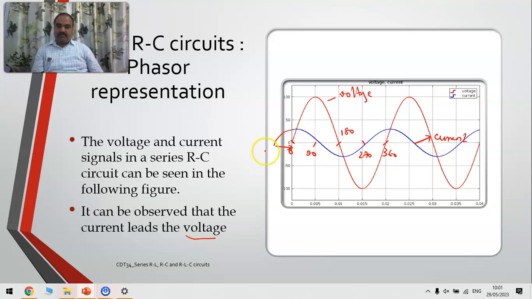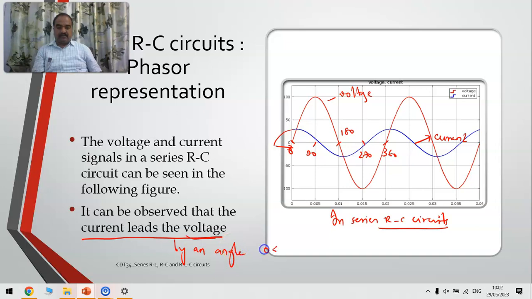Okay. So, in series RC circuits, current leads the voltage by an angle 0 to 90 plus. Okay, so that's fine. The power factor is considered to be leading because the current is leading. In series RC circuits, the power factor is considered as leading. Try to remember this one. Okay.